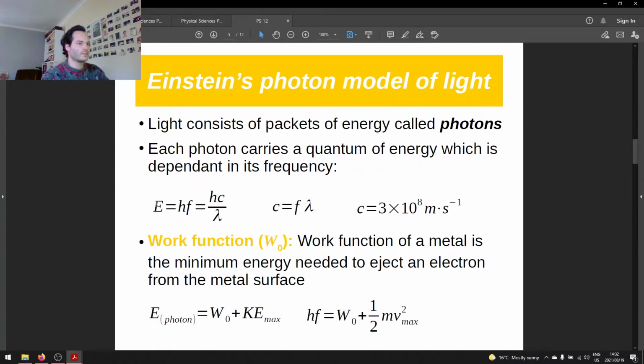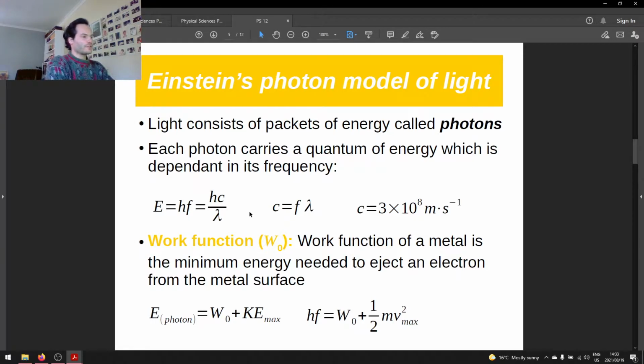So the energy of a photon and wavelength are inversely proportional to one another, whilst the energy of a photon and its frequency are directly proportional to each other. And the speed of light is equal to the frequency times the wavelength. So if I give you the wavelength of a certain type of radiation, then you can substitute in your c, the 3 times 10 to the power of 8, and your wavelength, and then you can calculate your frequency.